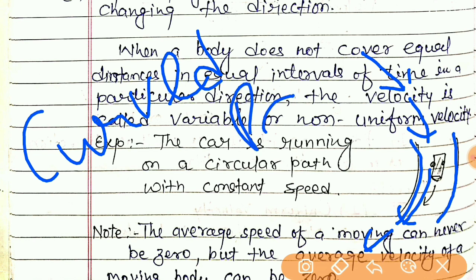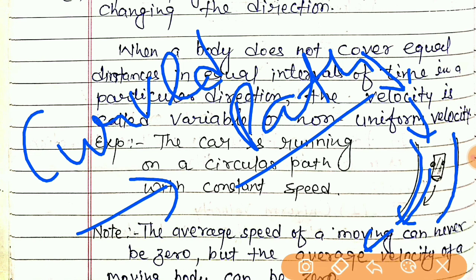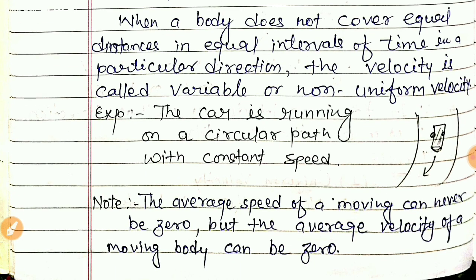So in this case the direction changes continuously. That's why the velocity changes continuously. So this is the case of non-uniform or variable velocity. Okay, I hope you understand this. The average speed of a moving object can never be zero, but the average velocity of a moving body can be zero. As you know, displacement may be positive, negative or zero, but distance is never zero. That's why speed is never zero.